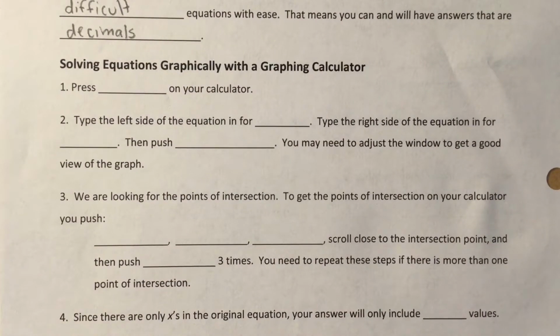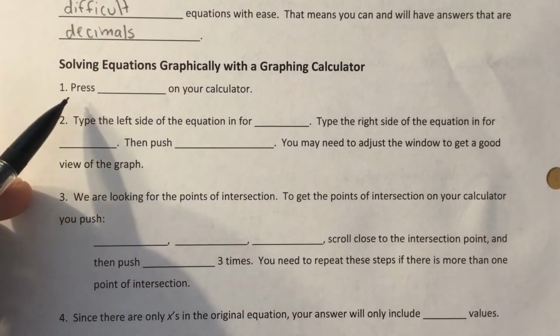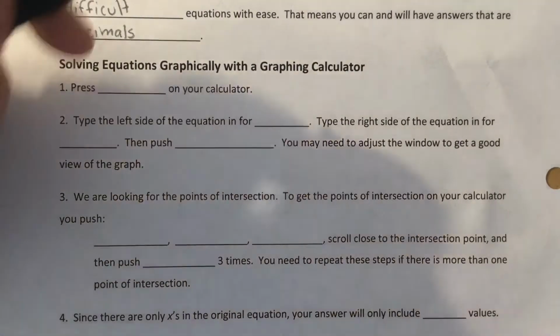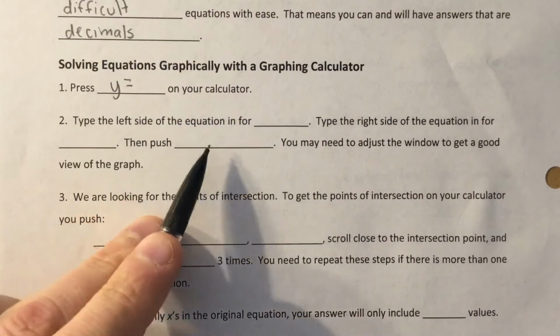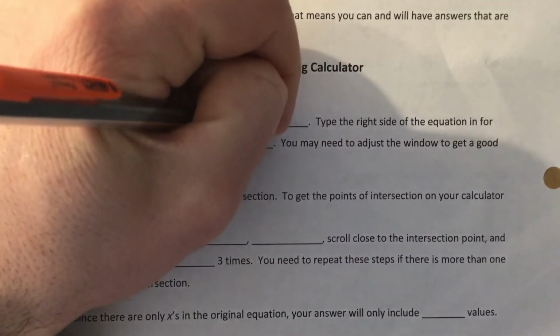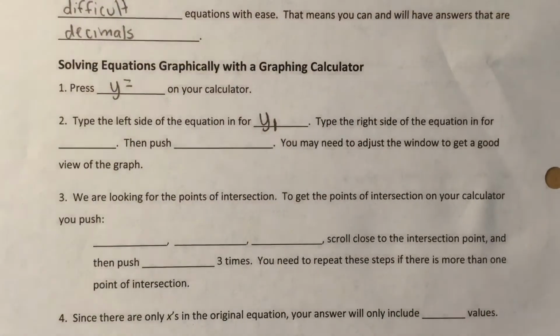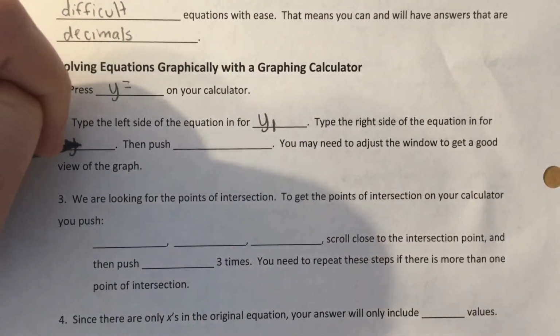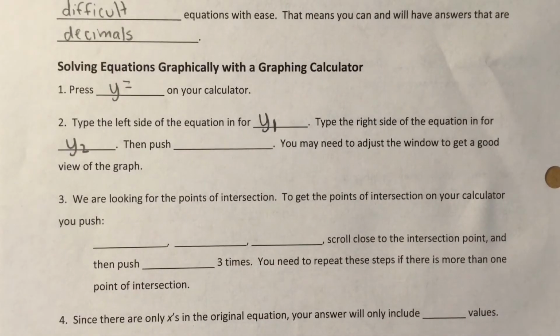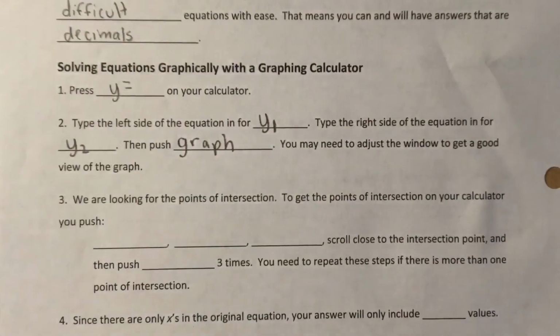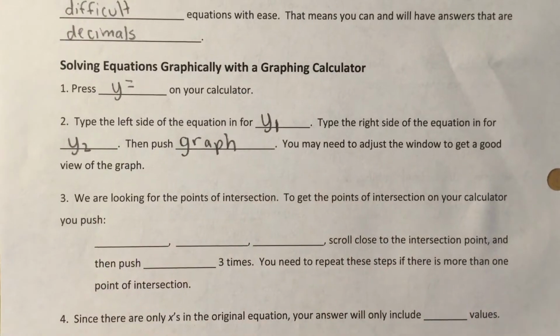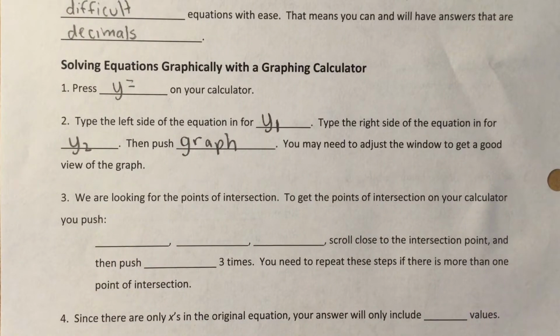So remember, you're going to press the y equals button on your calculator. You're going to type the left side of the equation in for y1. And you're going to type the right side of the equation in for y2. Then push graph. You may need to adjust your window to get a good view. Remember, you're trying to find the intersection. So if you think that it's going to intersect somewhere outside the window, make sure you adjust your window.